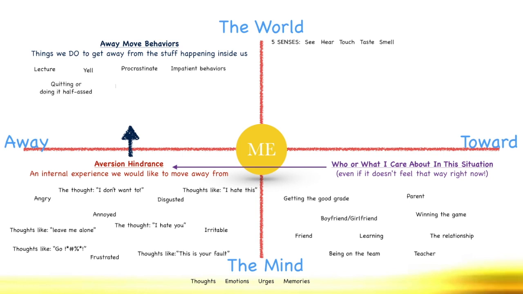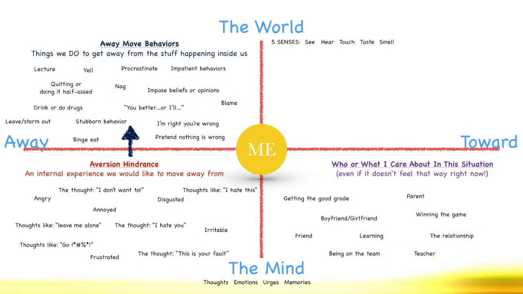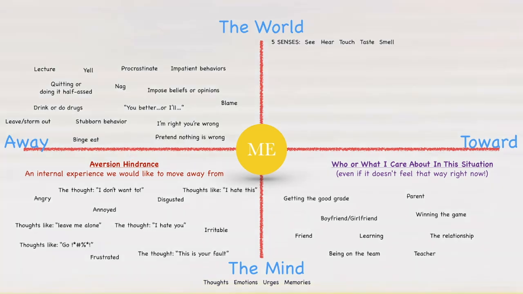These are things that if you and I sat down together and watched your actions on a video camera, we could pause the camera and point out. So I'll write some ideas down up here that are pretty common when the aversion hindrance is present. Now here's what I want to show you, which is one of the reasons I love the matrix so much.